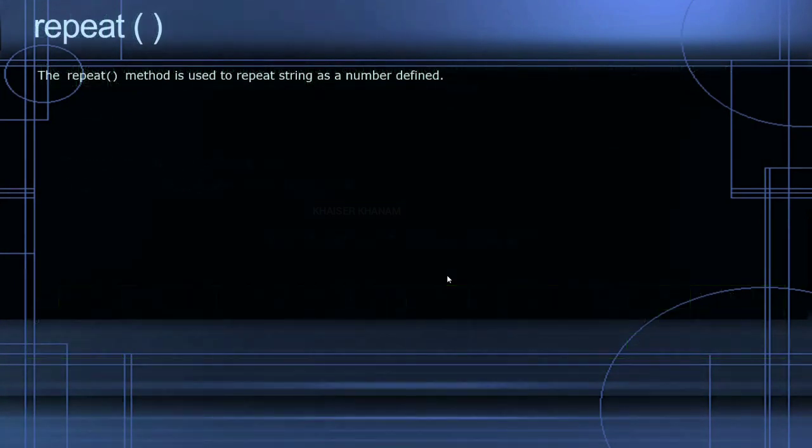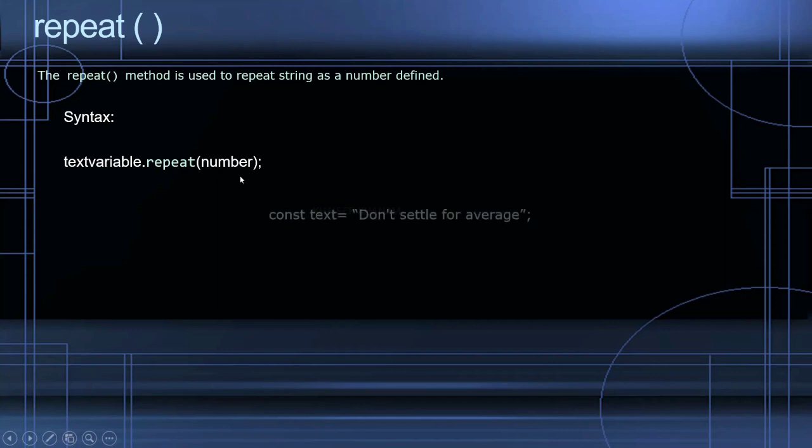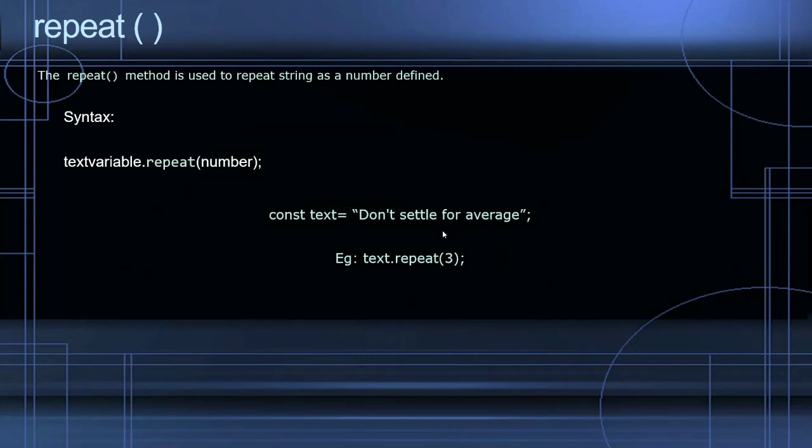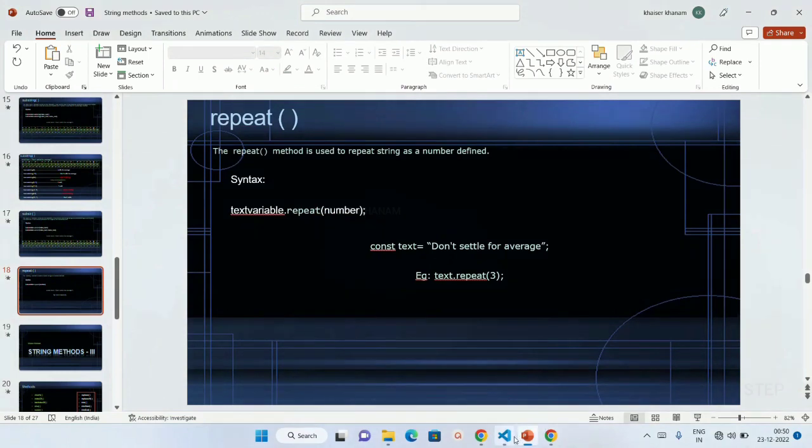Now next we are going to see the repeat method. What is it going to do? It is going to repeat the string as many times as the number we have defined. Now let us see the syntax: text variable dot repeat, and we just have to give the number. If I have this text and I give repeat 3, the same text is going to repeat 3 times. Let's see an example on this.